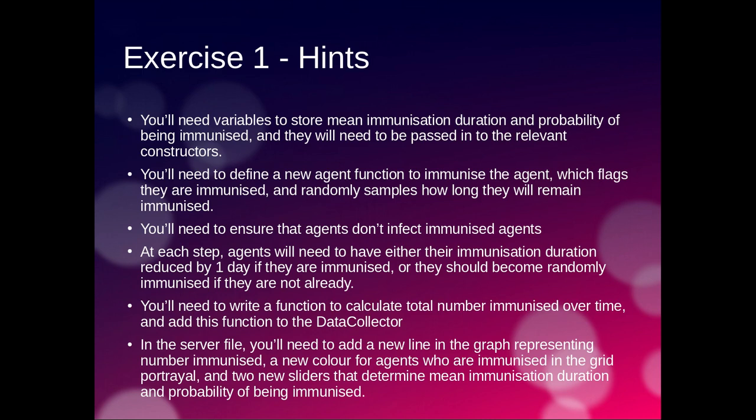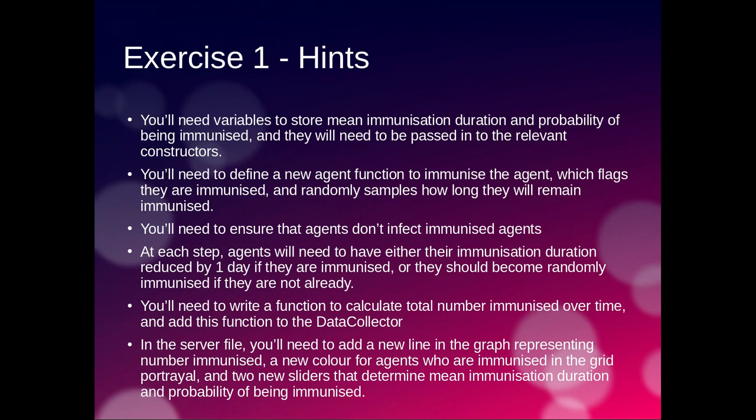You also need to write a function that will calculate the total number immunised over time and add that function to the data collector. So in the same way we just wrote a function to calculate the total number infected over time, you need to do another function that calculates the total number of immunised over time and also add that to the data collector. And in the server file, you're going to need to add a new line to your graph that will represent the number immunised over time. And also a new colour for the agents who are immunised in the grid.